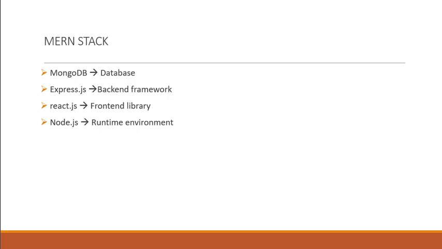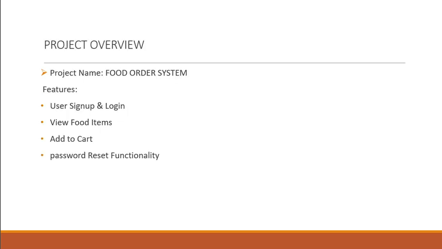And my sixth module comes under project overview or project architecture. The application follows a standard three-tier architecture. The first layer is the presentation layer, which is our React frontend. This is what the user sees and interacts with in the browser. When a user performs an action like logging in, the React app sends an HTTP request to the middle layer.